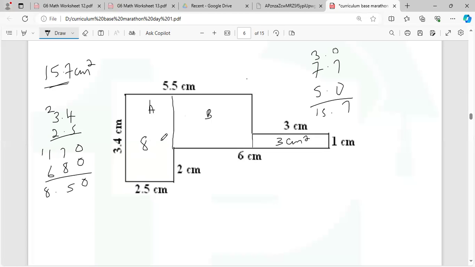My greatest challenge would be this little piece here. We need to figure out the measurement from here to here. Alright, so let me reason this out. All of this is 3.4. This is 2.